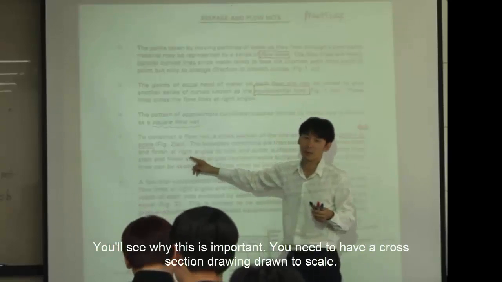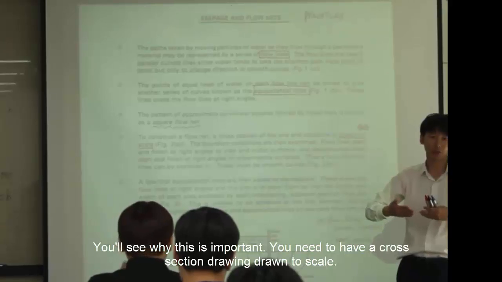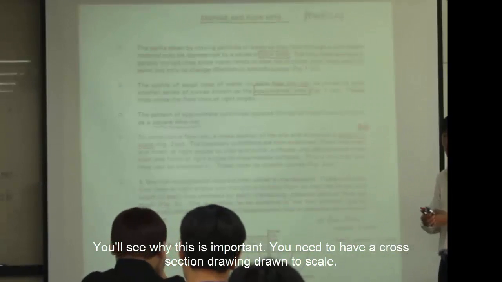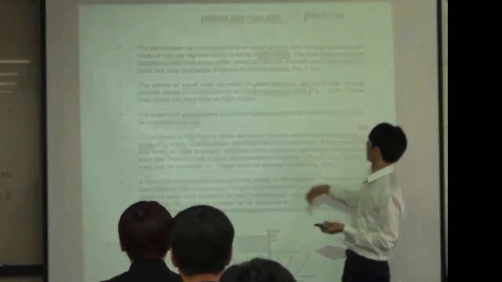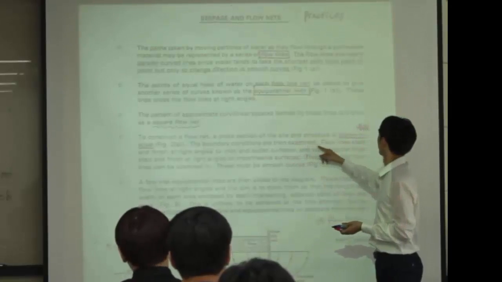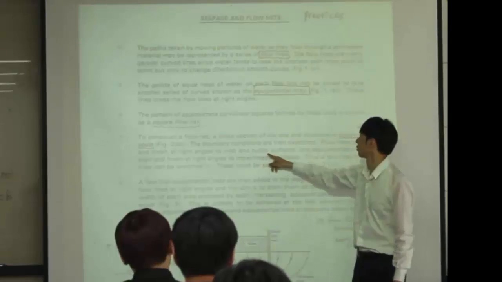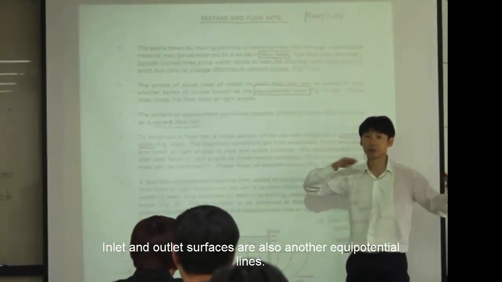So you will see why this is very important. You need to have a cross section drawing, like a CAD drawing or a hand drawing, which is drawn to scale. And then the boundary conditions: flow lines start and finish at a right angle to the inlet and outlet surface. Why? Because the inlet and outlet surfaces are also equipotential lines.